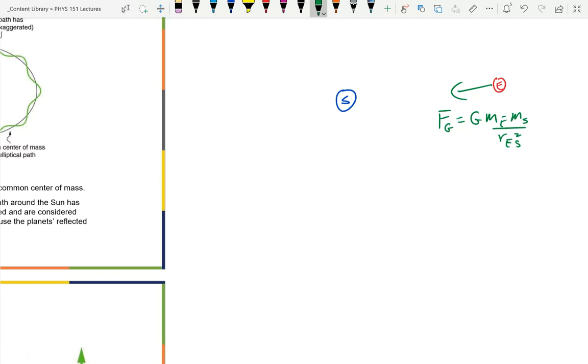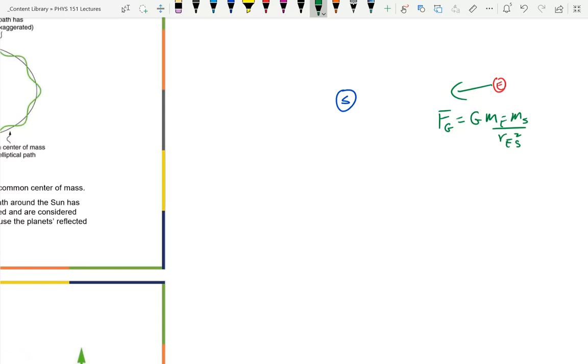So there's the force acting on the Earth. That's all of them. Now we're going to start with an assumption that the Earth is doing a perfectly circular orbit. It's not. It's close to circular. Our answer is approximately true, but it's not perfectly true.